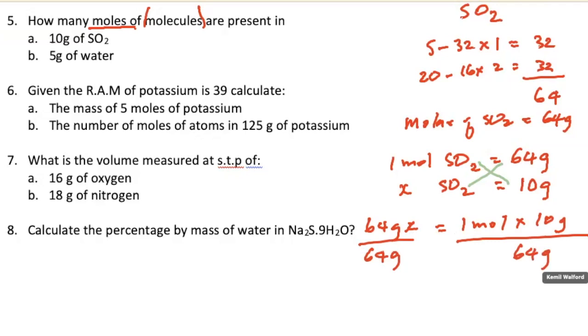And there we go. Of course, grams will cancel out grams. 64 grams divided by 64 grams. Grams will cancel out grams. So what we're left with now is 10 over 64.